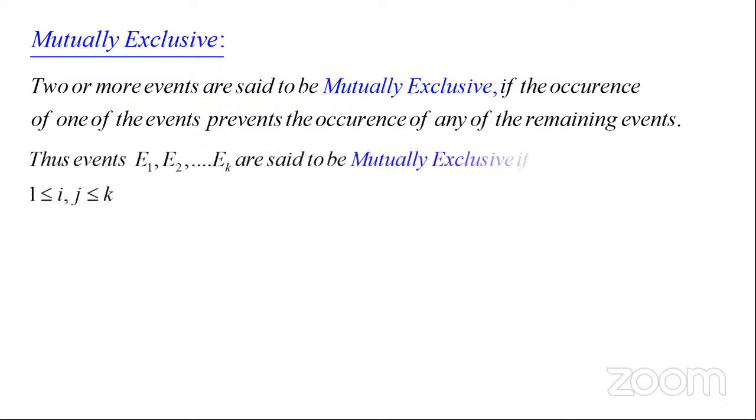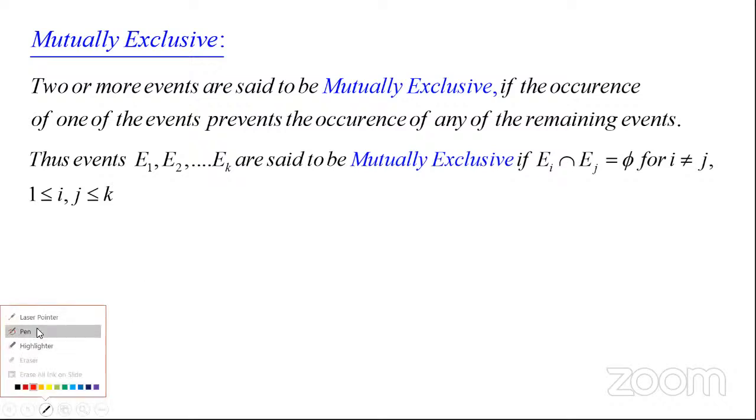Events E1, E2, up to Ek are said to be mutually exclusive if Ei intersection Ej equals phi for i not equal to j, where 1 is less than or equal to i and j is less than or equal to k. Okay.